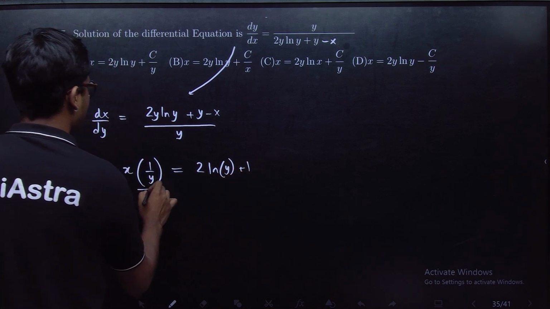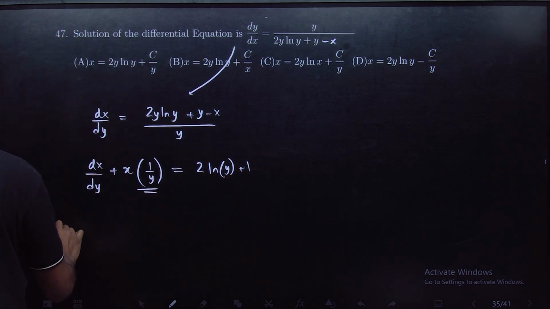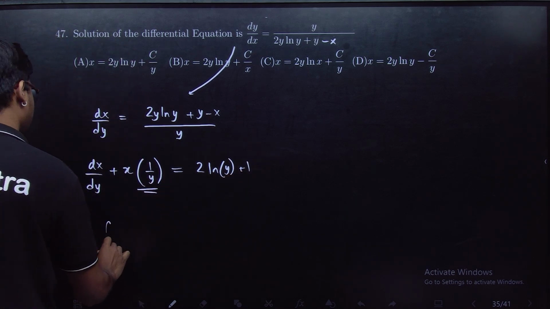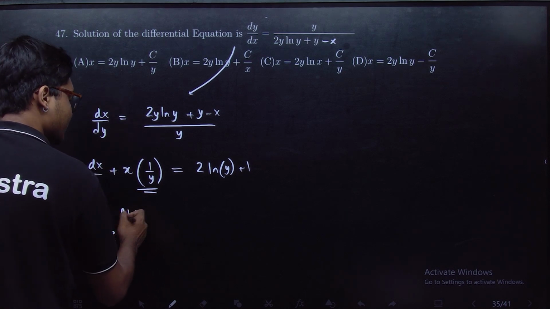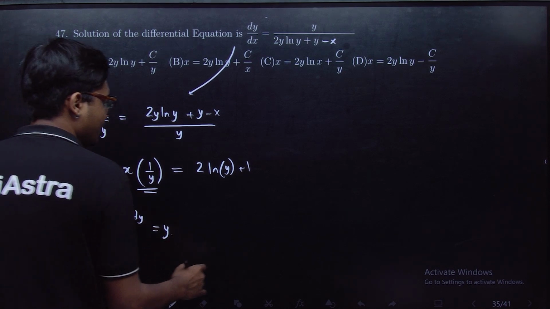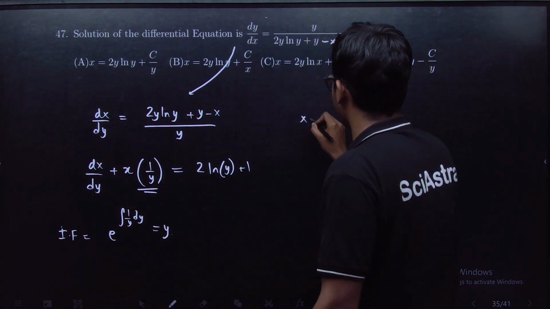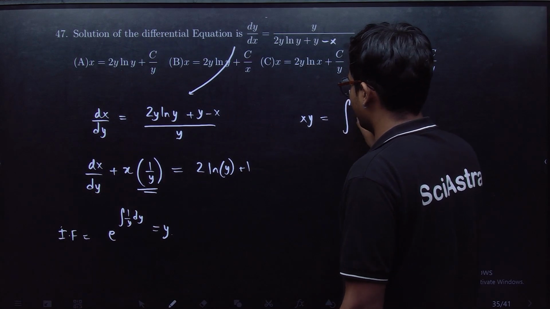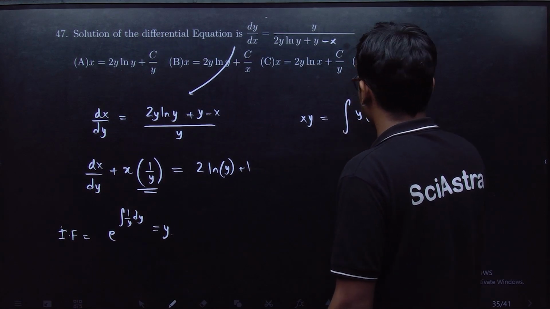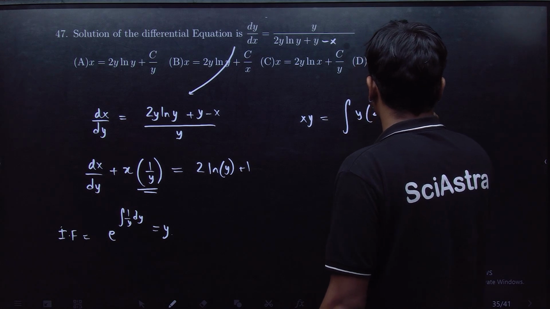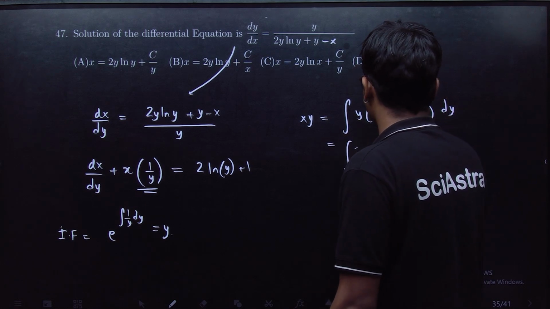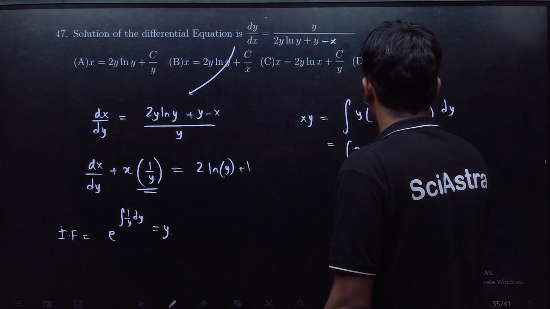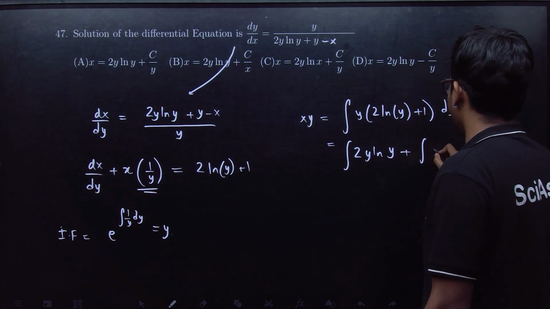So this is my function p, right? So what is the integrating factor? It's a simple linear differential equation. So it's e to the power integral of 1 by y dy, which is e to the power log y, which is just y, right? So the final solution is going to be xy is equal to integral of y times 2 ln y plus 1 dy, which is integral of 2y ln y plus integral of y dy, right?